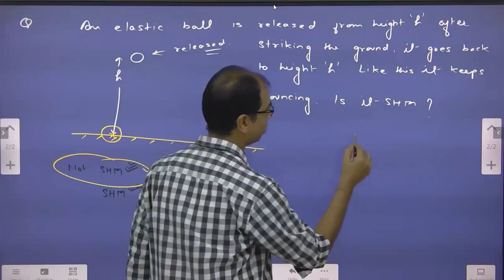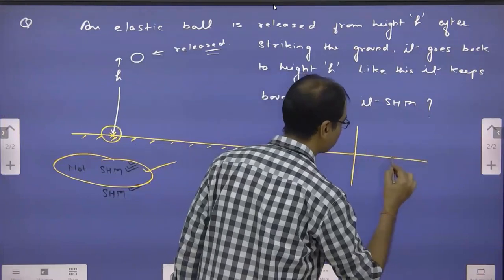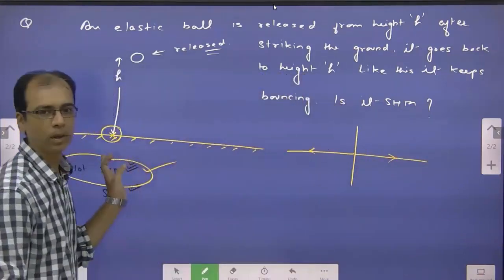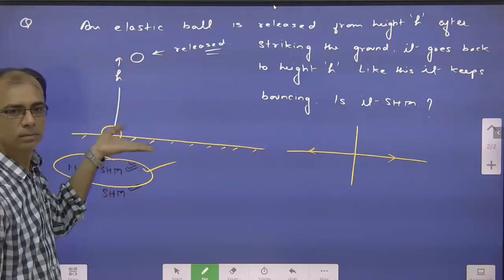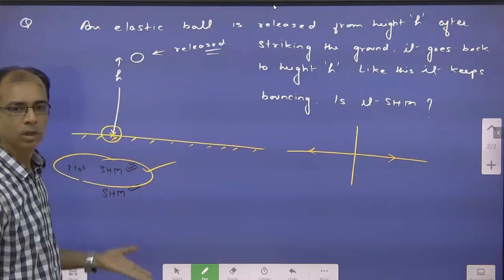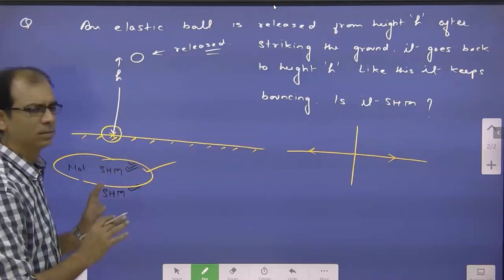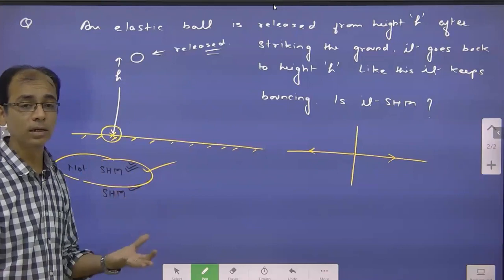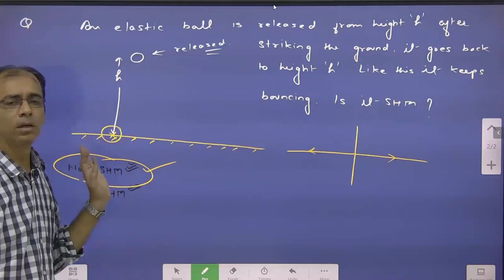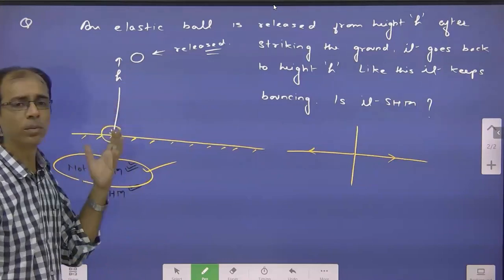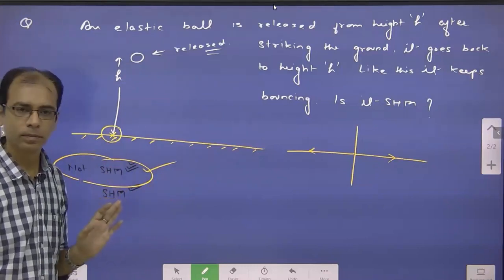If I say this is the mean position, then to and fro is this side also and this side also. Is it happening over here? About this point only. It's not coming down. So this type of to and fro motion is not required. We can say this by judging itself. There is no fixed point about which it's moving to and fro, so it's not SHM.